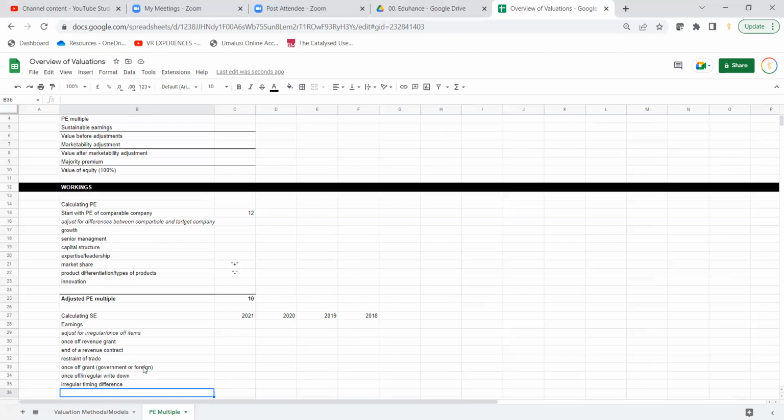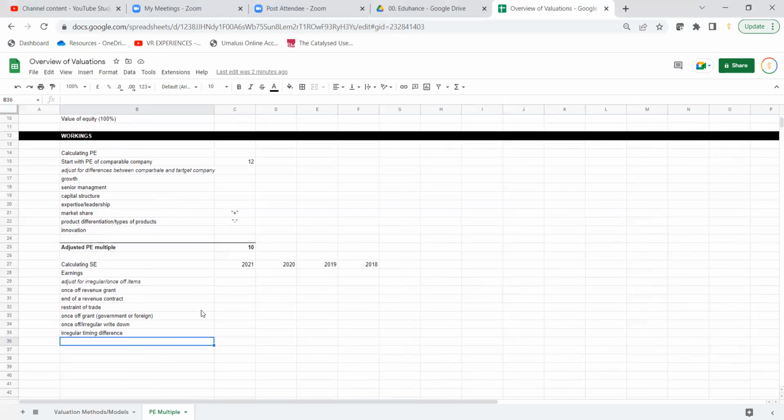So what you're doing with sustainable earnings, you want an earnings figure that is maintainable, an earnings figure that is sustainable, meaning if normal operations must happen, what would the earnings figure have been without the irregular items, without the once-off items, and you get a figure. So now this will give you a sustainable earnings figure. Okay, so now you will get a number.